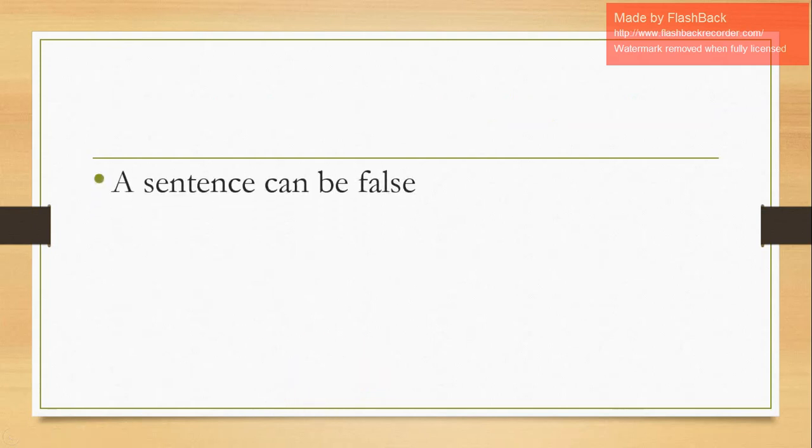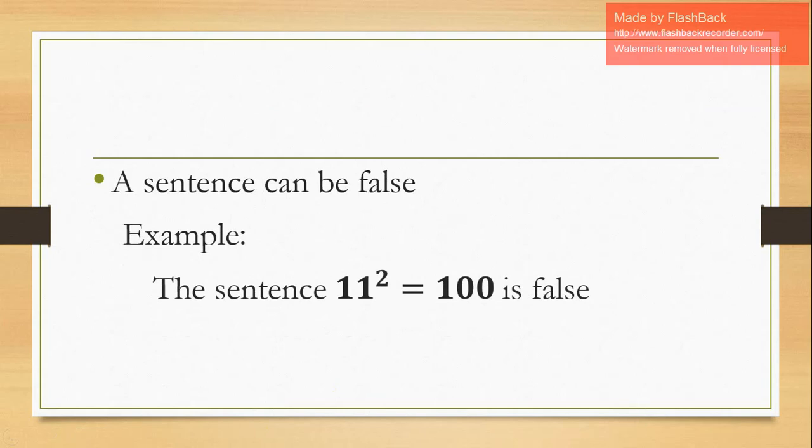Now, a sentence can be false. So, yung sentence pwedeng tama, pwede rin siyang mali. What is an example of a false sentence? The sentence 11 squared is equal to 100 is a false sentence. Why? Because 11 squared is not equal to 100. 11 squared is equal to 121. That's why the sentence is false.